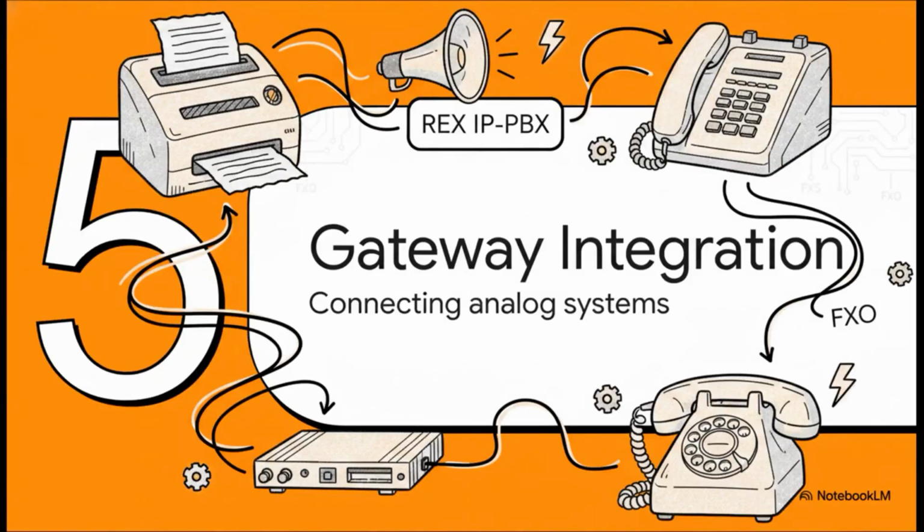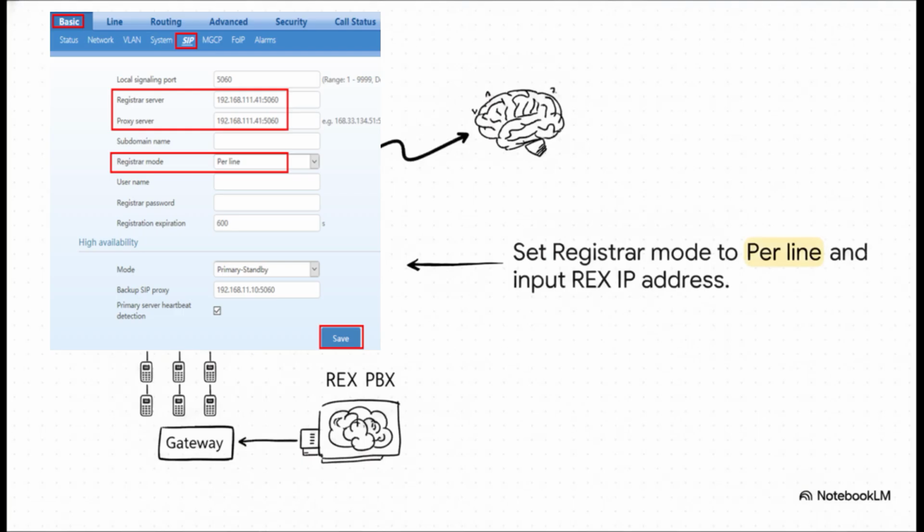Okay, Section 5, Analog Gateway Integration. Because pure IP environments are a dream, but the real world is messy. It's full of legacy faxes and older systems. Let's get them integrated. Jumping into the RGW Gateway's web interface, we basically have to tell it where to find our REX PBX. Under the basic SIP settings, make sure to set the registrar mode to per line.